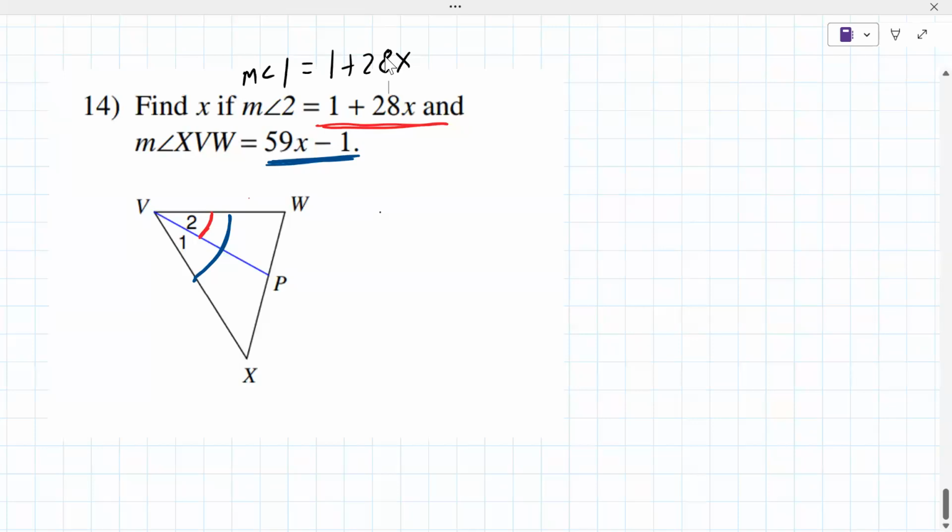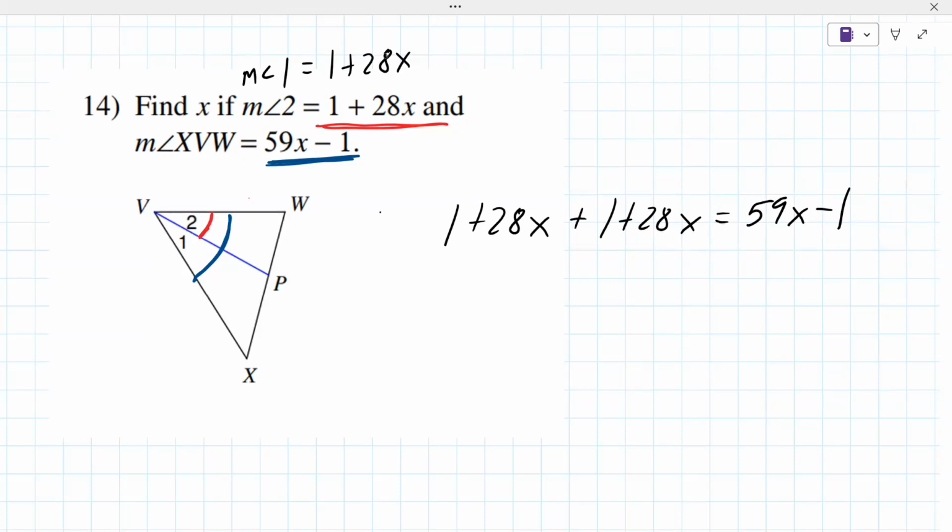And if you haven't noticed this by now, in geometry, you can set things equal or they add up to something typically. So we could say 1 plus 28x plus 1 plus 28x equals 59x minus 1. Now, this one's a little more difficult than the previous one to solve. You first want to combine like terms on the left. Go ahead and combine those and let me know what you come up with, please.